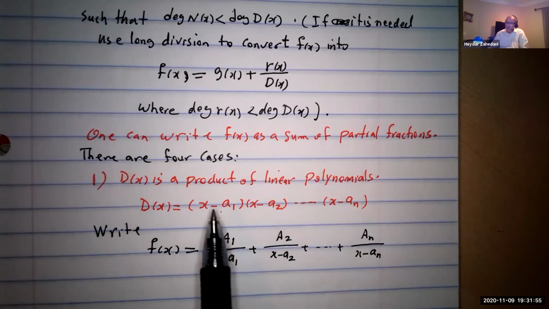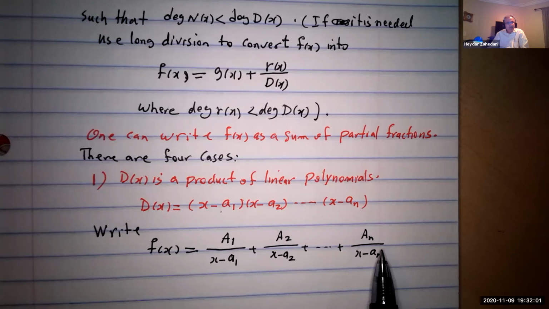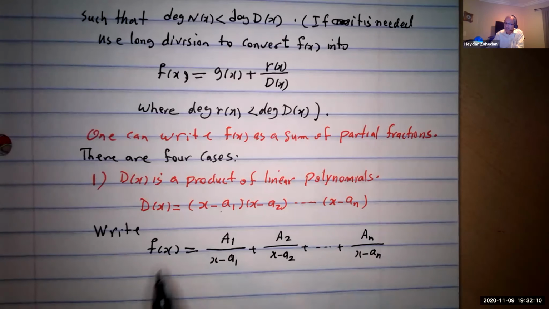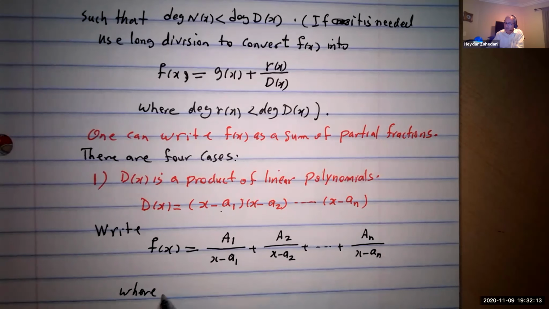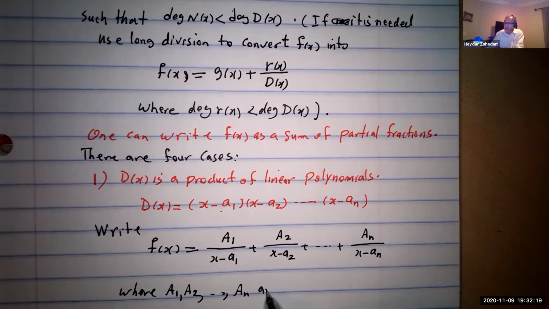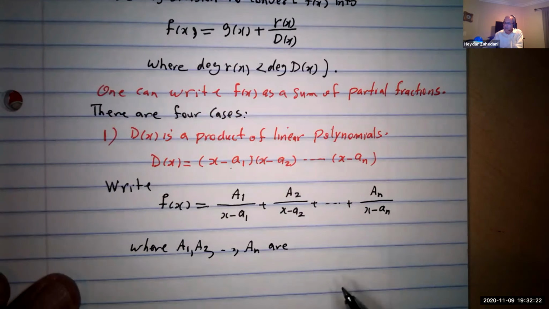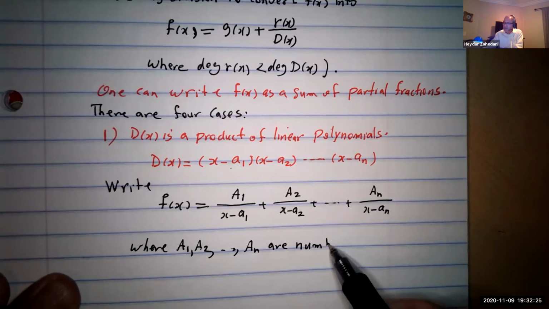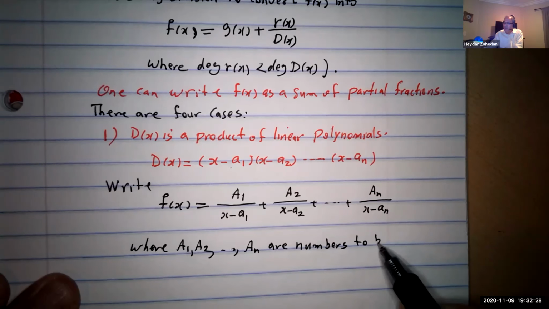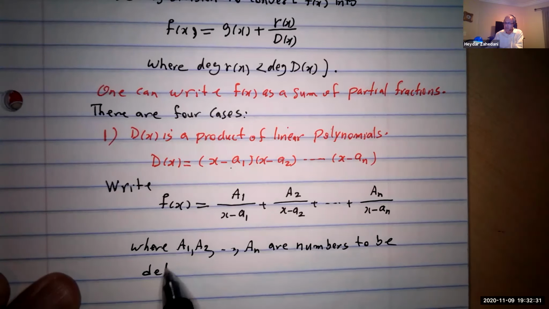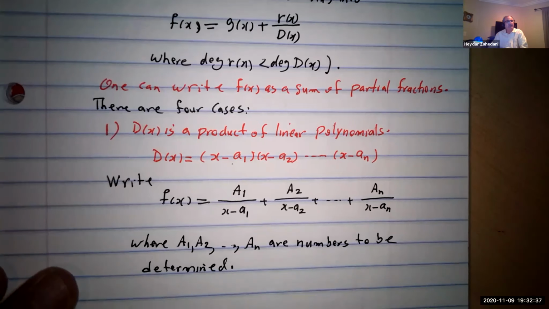Okay, so for each factor, you're going to create one fraction. You see, these are partial fractions, because when you put them together, you get your f of x, the main fraction. So write f of x where these a1, a2, up to an are going to be our constant numbers, numbers to be determined. Okay, you have to find these numbers.